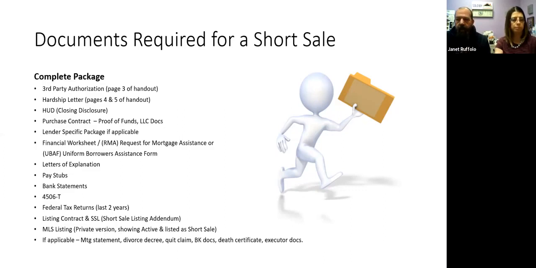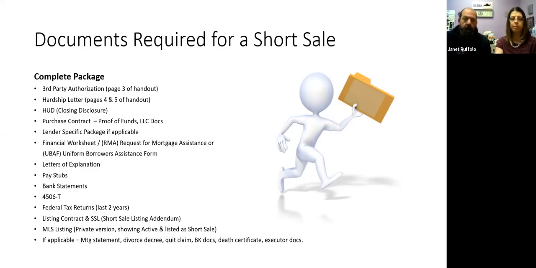Any letters of explanation that they may have. If they don't have pay stubs, we need to know why they don't have pay stubs. Or if they're not receiving unemployment, we need a letter for that. If they don't have a bank account, we need a letter for that. If they haven't filed their taxes in the past 10 years, those are all letters of explanation. Pay stubs, bank statements.